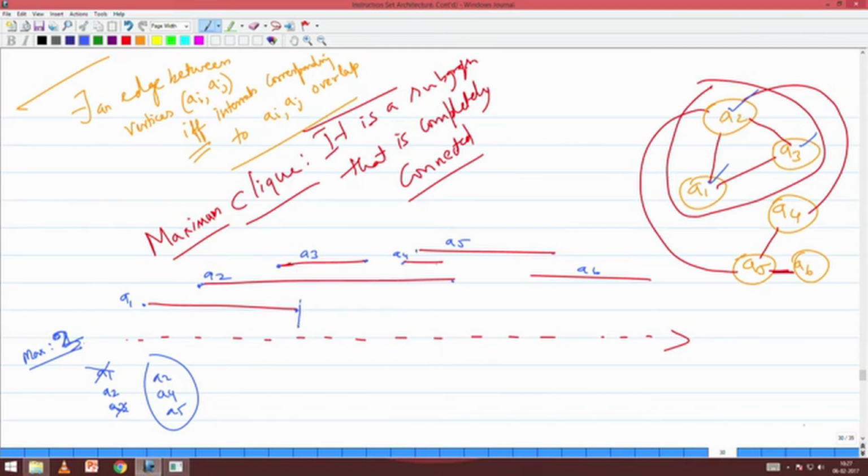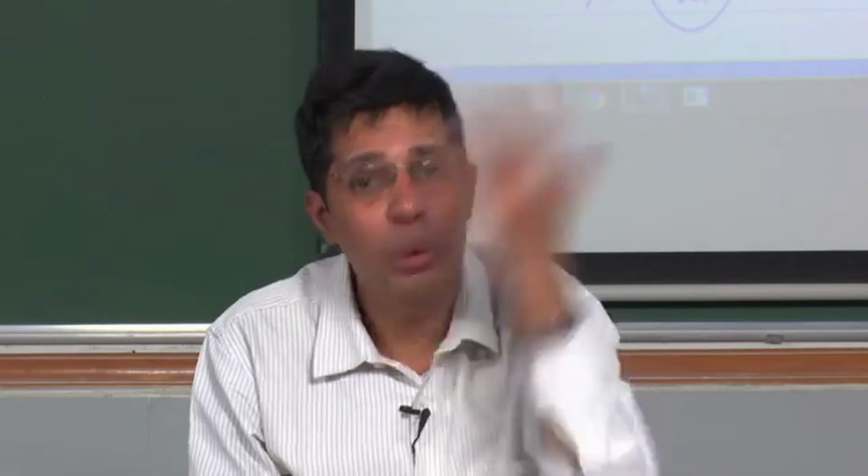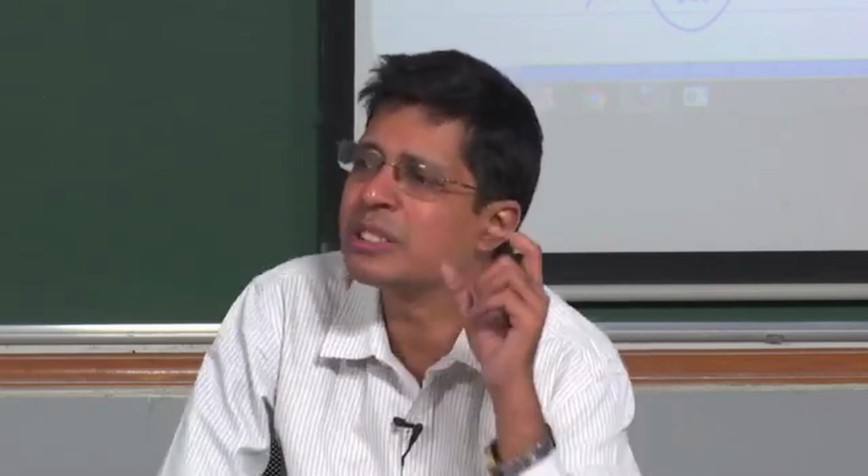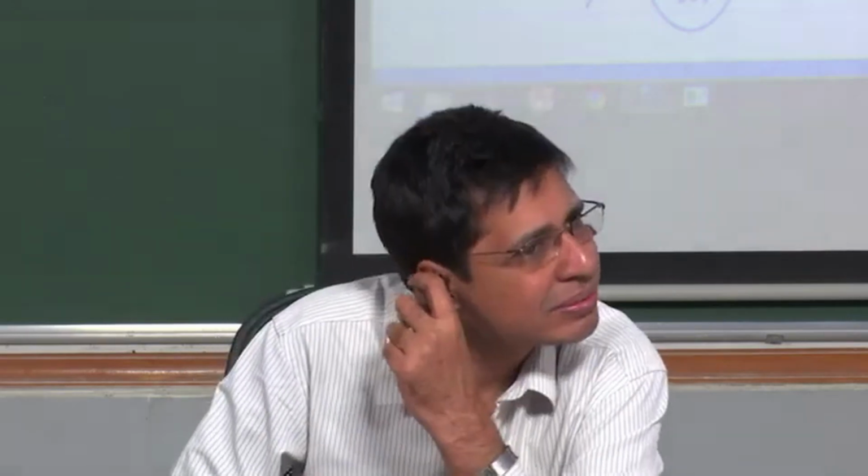Now A4 gets removed, then A2 gets removed, then A6 comes, so A6, A5 is there, then A5 gets removed and A6 gets removed. So when I scan from left to right and keep adding something into the basket when I see a left point and remove them from the basket when I see a right point, I can find out the size of the maximum clique.